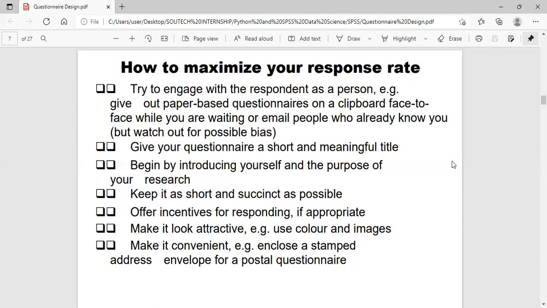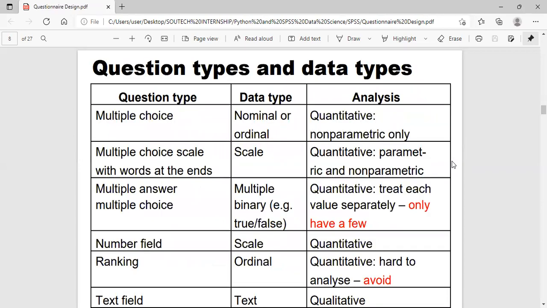Make it convenient. When I say convenient, you know how I said people are always busy? People will not answer your survey when you want them to answer your survey. The fact that you are free at this point doesn't mean the other person is free as well. So make it convenient. Enclose a stamped address envelope for a postal questionnaire. Now, this is for a paper questionnaire. For online surveys, you can send them the link. If they're busy at that point, whenever it's convenient for them, they will go back to your link and fill your survey.